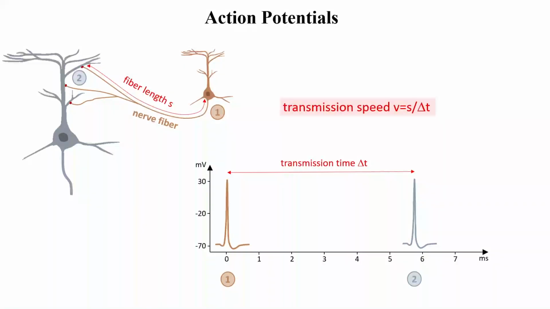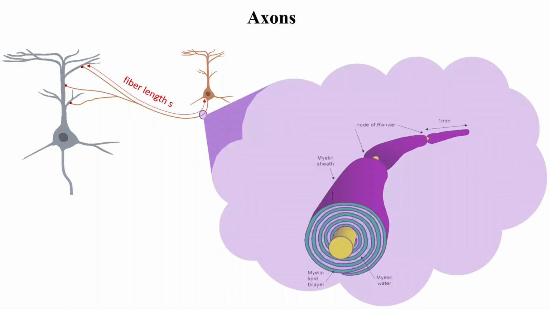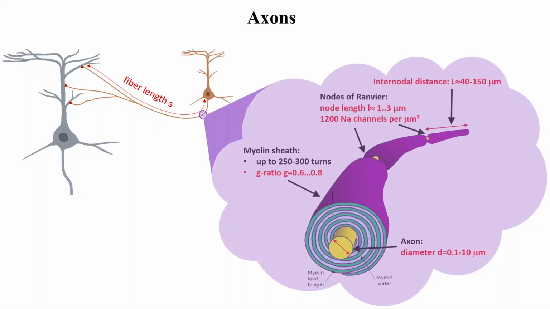So an axon is bluntly characterized by its length and the transmission time we have there, which adds up to the transmission speed, which is the most characteristic feature of an axon. And in terms of structure, we have properties like the axonal diameter, of course, the thickness of the myelin, characterized by the g-ratio, and also things like the size of the nodes of Ranvier and their internodal distances.